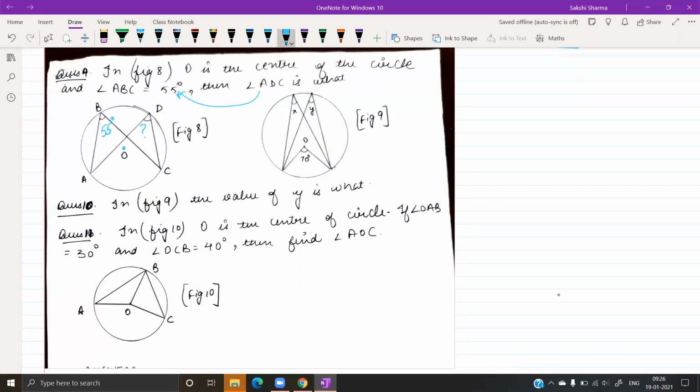Question number 10. In this figure, figure number 9, you can see O is the center of the circle. You could name the points if you want. Let's name this arc as AB. AB is subtending angle AOB as 70 degrees. There are two angles on the circumference. Let's name the points as C and D. You want to find out the measure of angle Y. 35 degrees. Angle ADB twice will be equal to angle AOB. Degree measure theorem. From here, you can find out angle ADB.